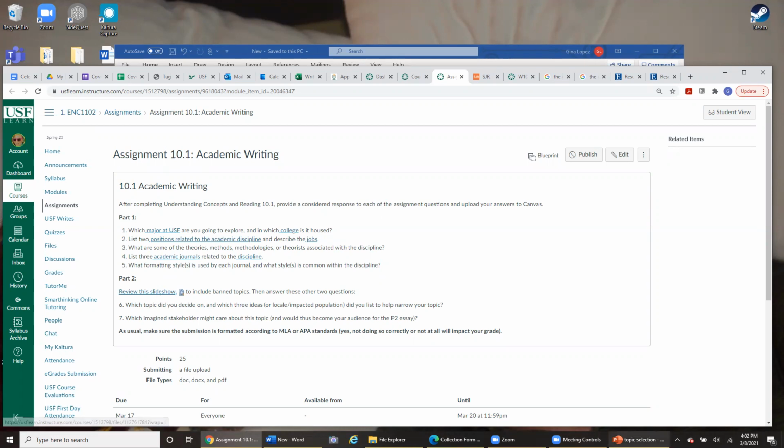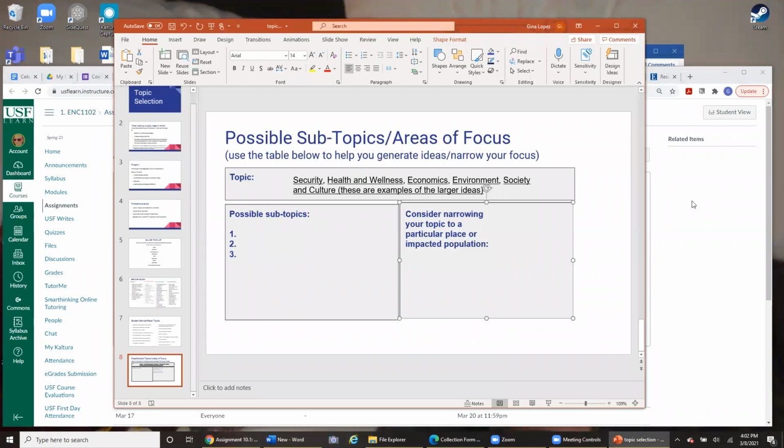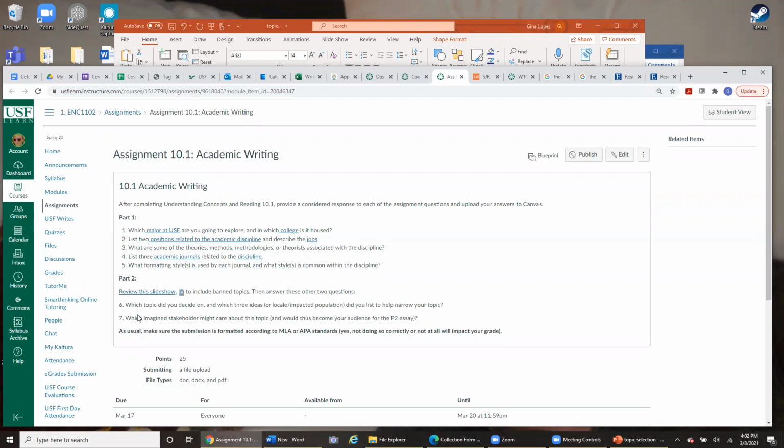And then you review that slideshow that we already looked at, because questions 6 and 7 are asking you about that. And in particular, question 7 is asking you, who do you think you would be writing your analytic exploration for? Remember, you're not writing it for me. I don't particularly care about your topic. I'm not really invested in your topic, but who could you imagine is your audience for the essay?